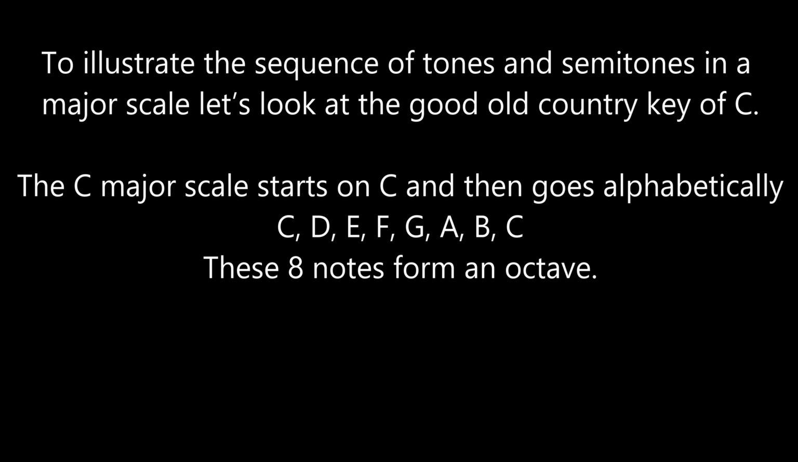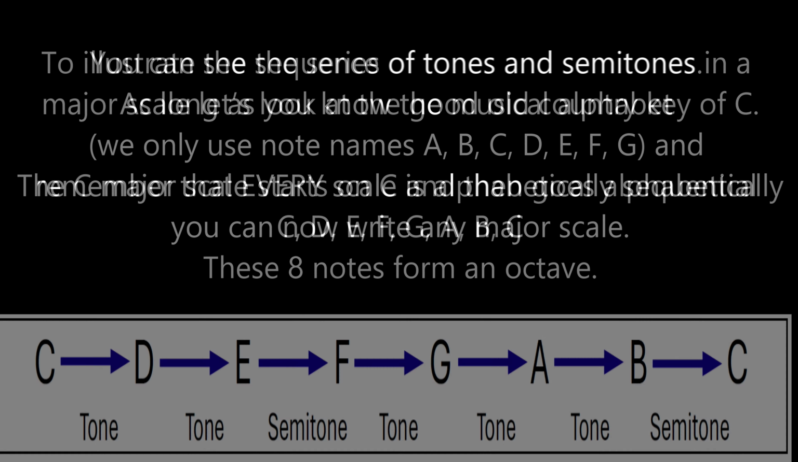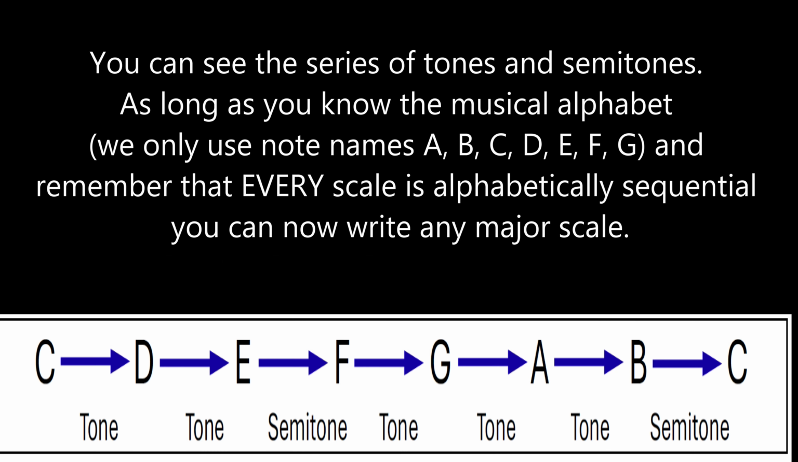Let's look at the good old key of C. It starts on C and then goes alphabetically C, D, E, F, G, A, B, C. We call that an octave, those 8 notes. You can see the series of tones and semitones in my little picture here. As long as you know the musical alphabet, we only use A, B, C, D, E, F, G, and remember that every scale is alphabetically sequential, you can now write any major scale. Just copy the sequence of tones and semitones.